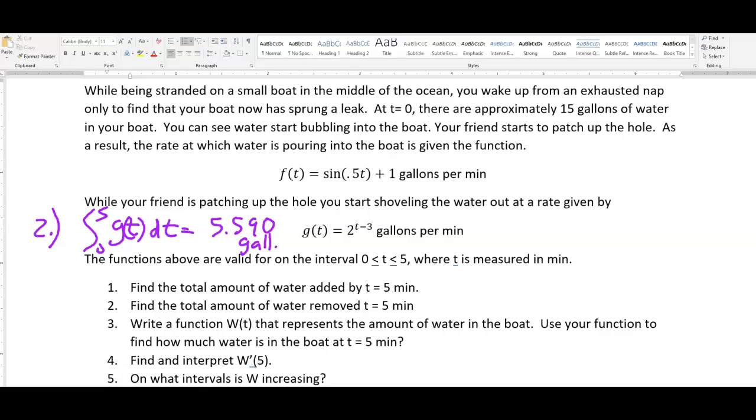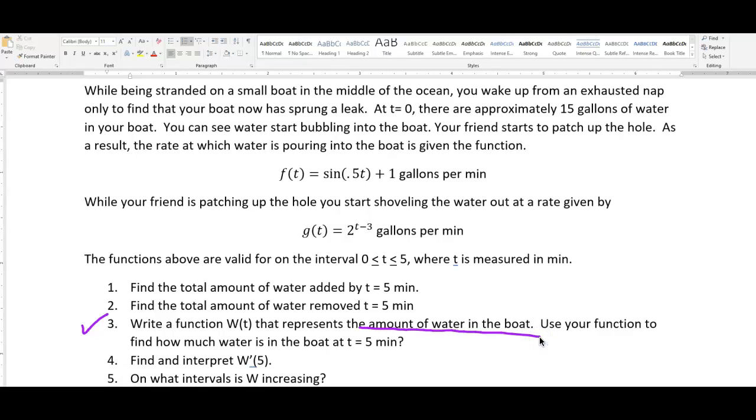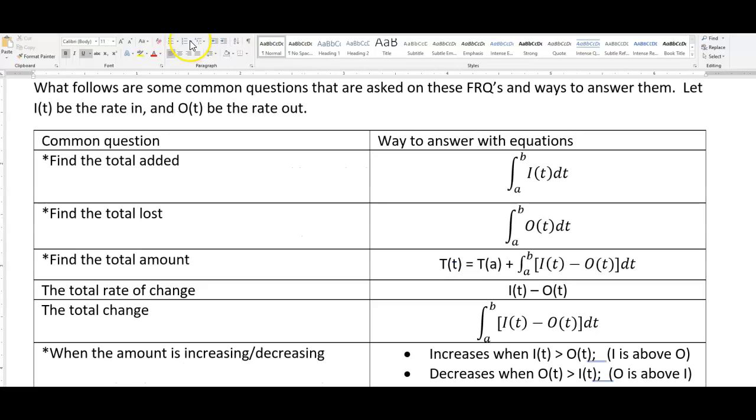Okay. All right, let's go ahead and take a look at number 3. Number 3 says, write a function, and we'll call it w of t, that represents the total amount of water in the boat at any given time. After that, we want to use that function to find how much water is in the boat at t equals 5 minutes. So, back to our reference sheet here. If you ever want to find the total amount, your formula is going to look like this, where the ending amount or the final amount is equal to the starting amount plus the integral of your rate in minus your rate out. Okay, so let's go ahead and apply that here.